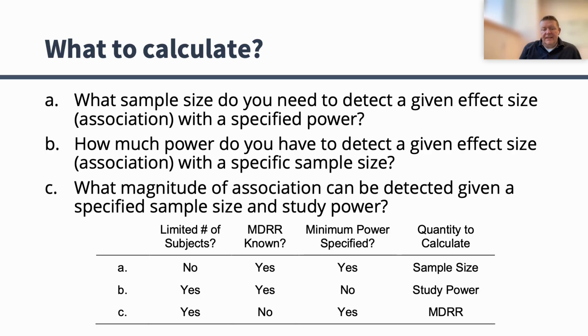So what do we want to calculate? Well, say we don't know our sample size, like we don't have a defined number of cases, and so we want to estimate how many cases we need to detect some minimum effect size or odds ratio with a specified power. Or maybe we already have a sample size and an effect size that we feel we have to detect, so we can then calculate what our power is to detect that. And then finally, maybe we have a sample size and a minimum study power, and then we can determine what magnitude of association we can detect with these characteristics.